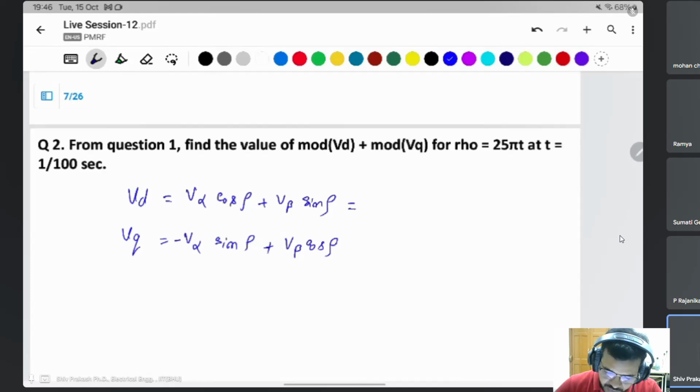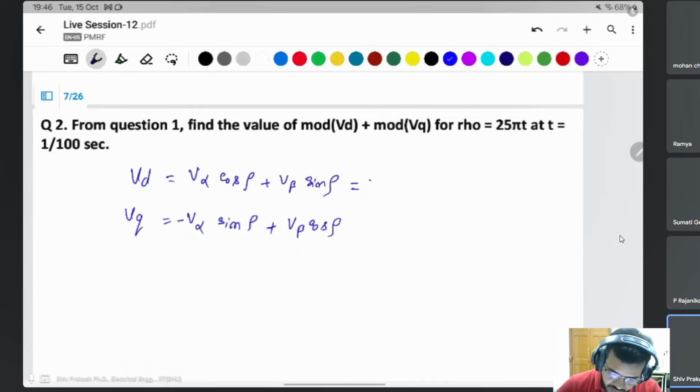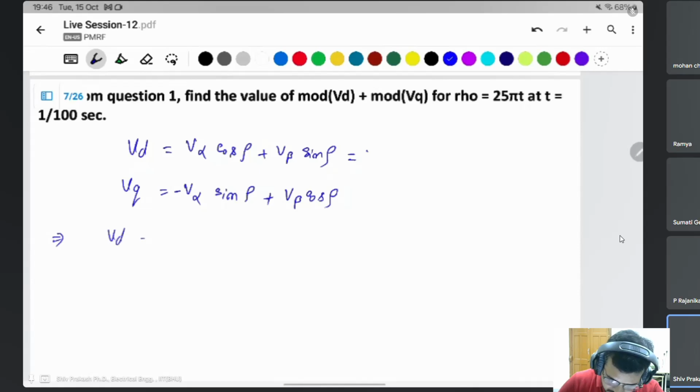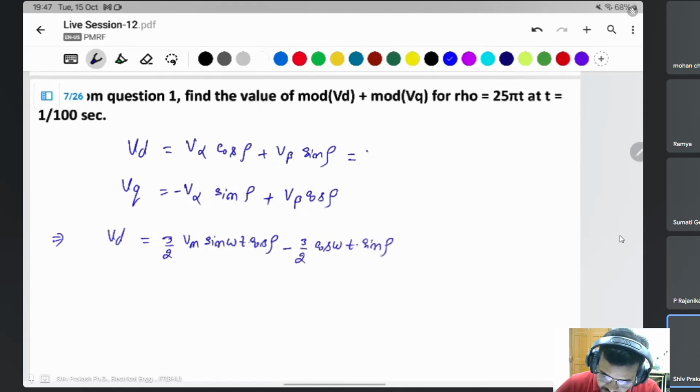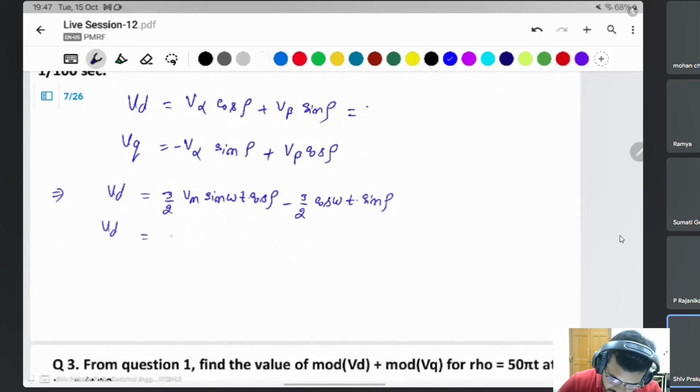V alpha is 3 by 2, written here. V alpha is 3 by 2 Vm sin omega t into cos rho, and V beta is minus 3 by 2 Vm cos omega t into sin rho. Take the common factor, then sin omega t, sin A cos B minus cos A sin B, is sin(A minus B), it means sin omega t minus rho.